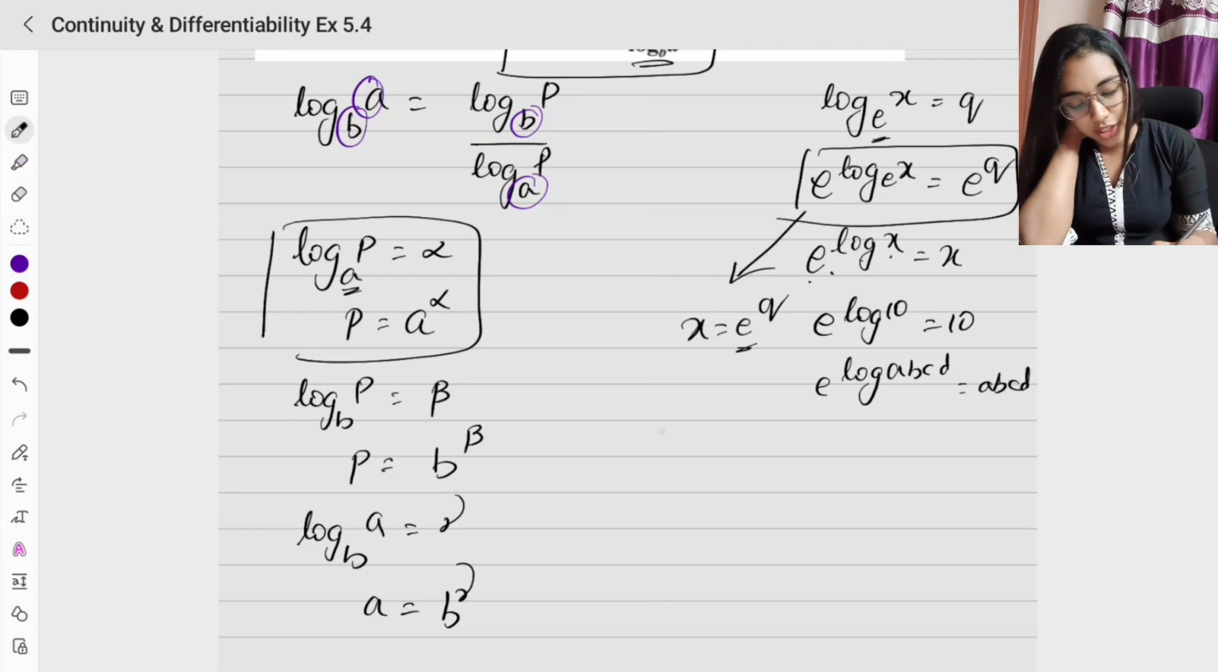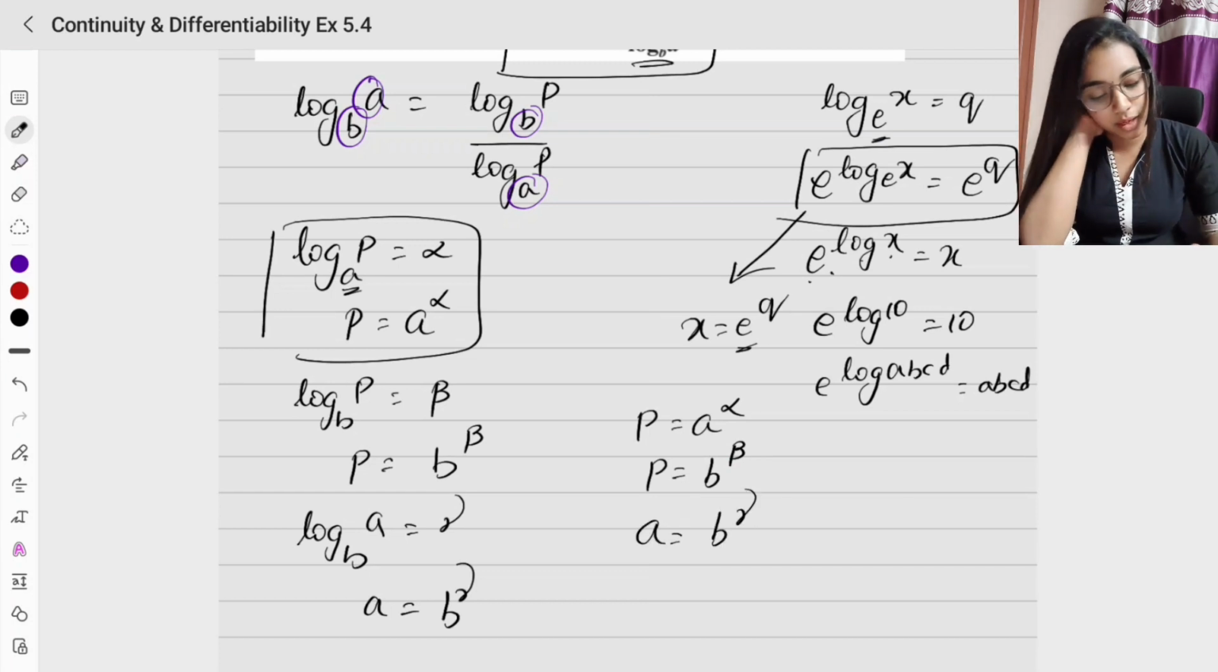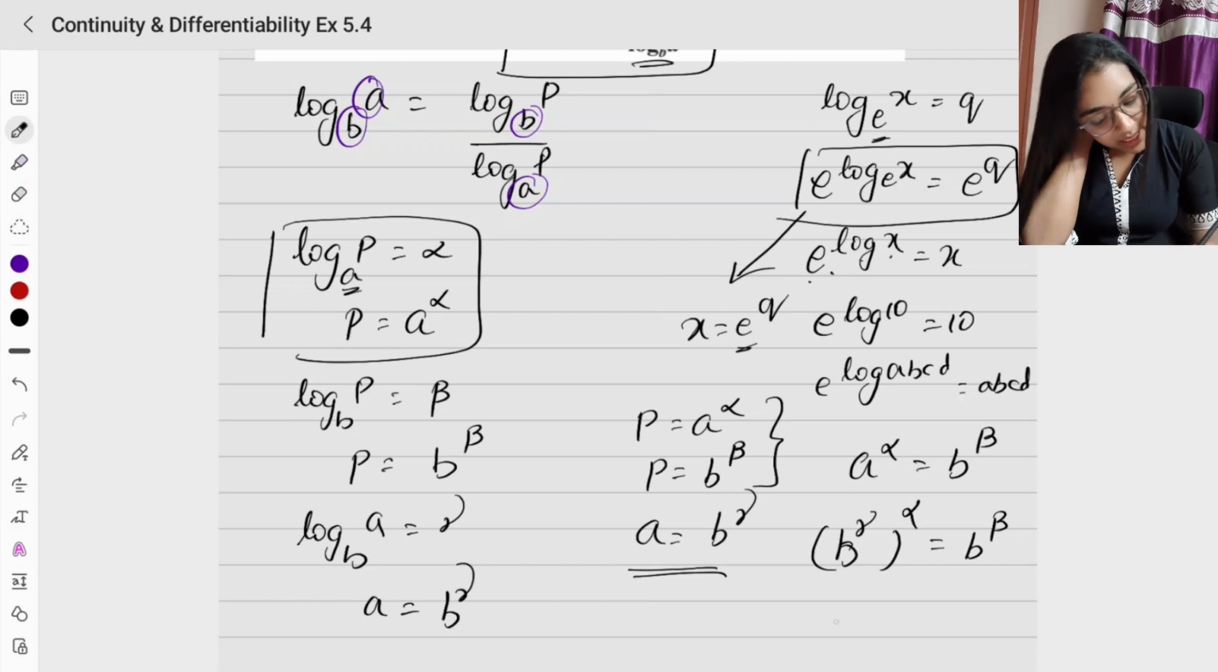Now you can see three relations here. You know that p is equal to a to the alpha, p is equal to b to the beta, and you have a equal to b to the gamma. Can we put this into a formula? First of all, these two are equal. So I have a to the alpha equals b to the beta. Here, what is a? b gamma. So I have a, which is nothing but b raised to gamma, raised to alpha, equals b raised to beta. So I have b to the gamma alpha equals b to the beta.